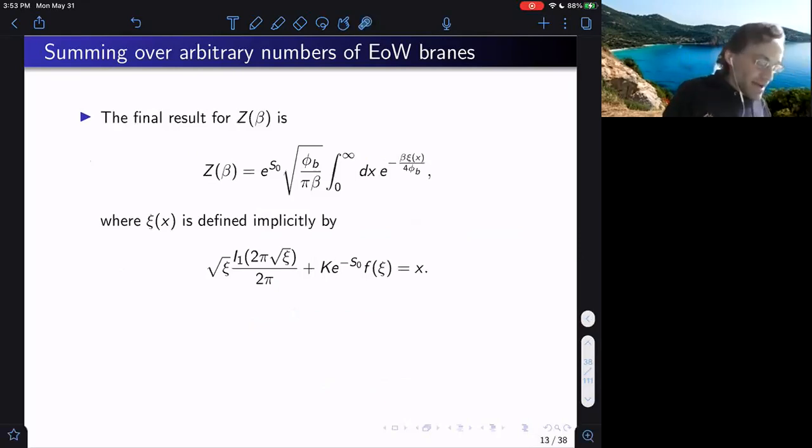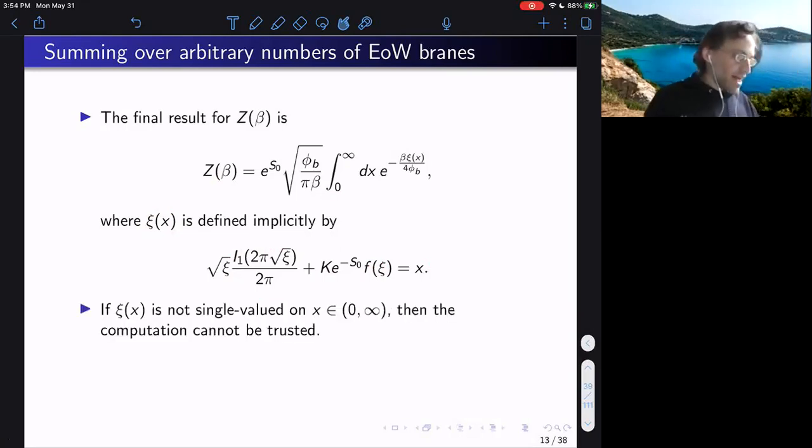So to do this, I need to define a new function called xi of x. It's defined implicitly by this equation over here. So here f makes its appearance. And then I just integrate this function from 0 to infinity, and that's the partition function. So one thing is that if I take k to 0, then this is just another way of expressing the disk path integral of pure JT gravity.